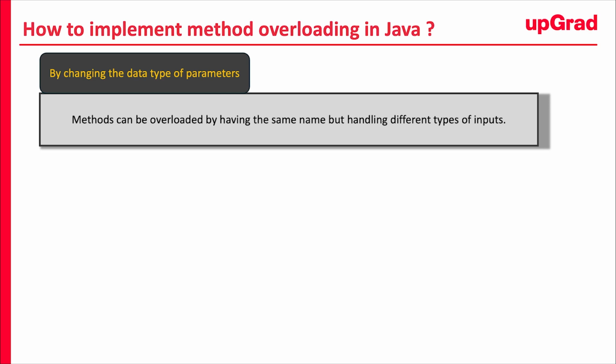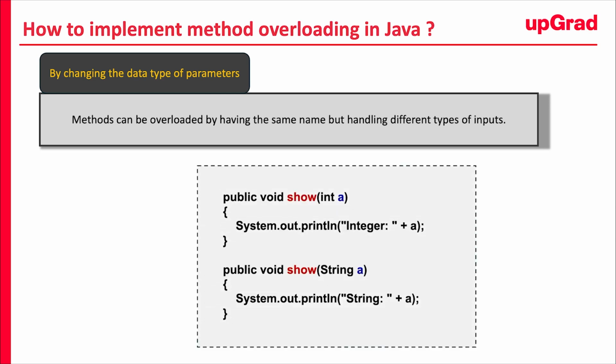All right, as we can see on the screen, again we have made two functions, show and show, with the same name. In the first case, the parameter data type is int, that is integer, so it is accepting the integer value only, and the second function is accepting the string value only. Although the functions look the same in terms of name and number of parameters, the data types of parameters are different.